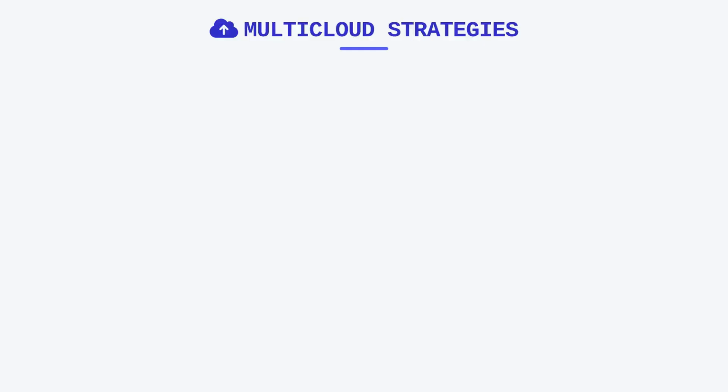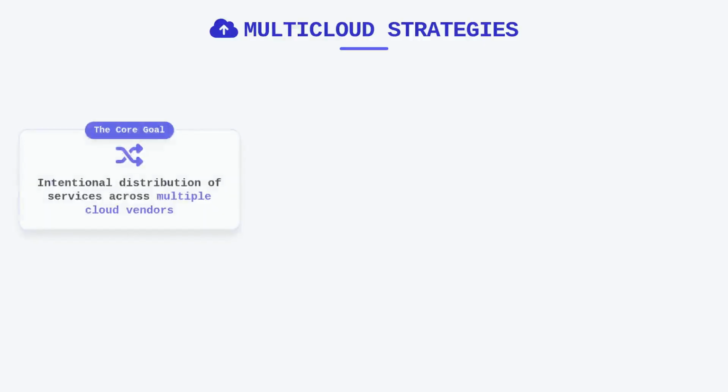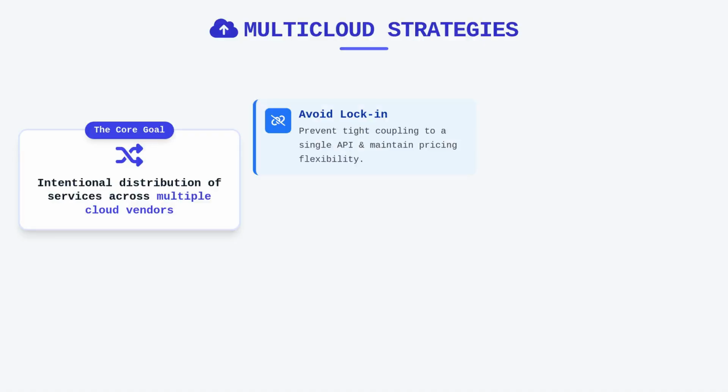Multi-cloud strategies represent a different, yet often overlapping, layer of complexity where an organization intentionally distributes its services across multiple cloud vendors. The primary driver here is typically the avoidance of vendor lock-in, which is the concern that your proprietary code will become so tightly coupled to a single provider's API that moving away becomes prohibitively expensive. By adopting a multi-cloud approach, you maintain the flexibility to move workloads if a provider changes their pricing structure or if their feature set no longer aligns with your long-term technical goals.